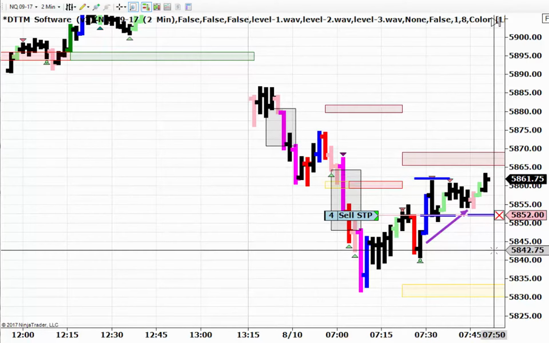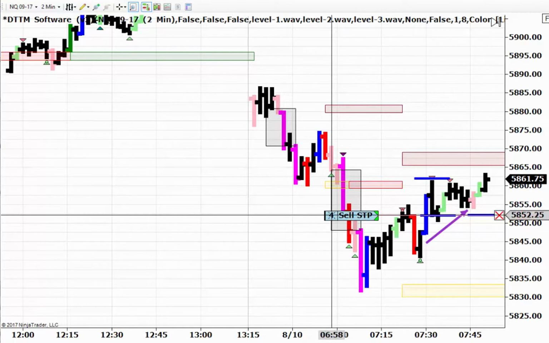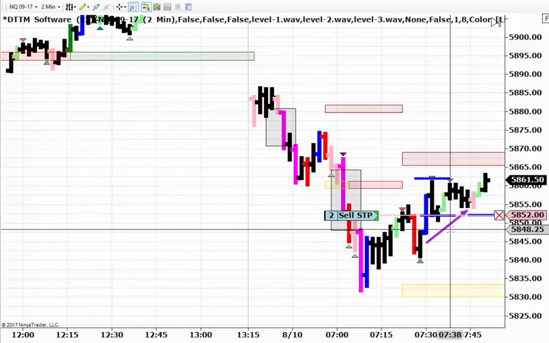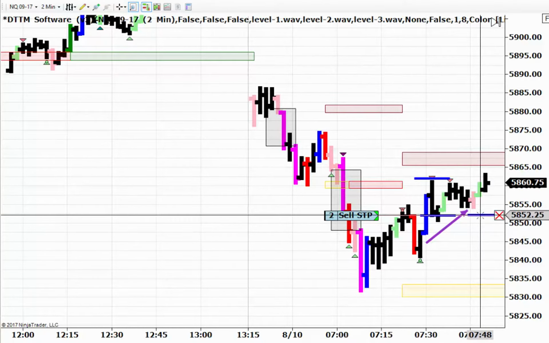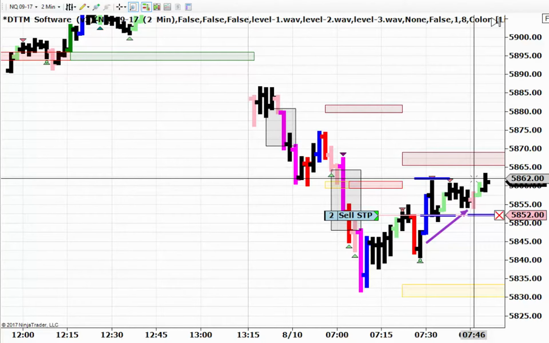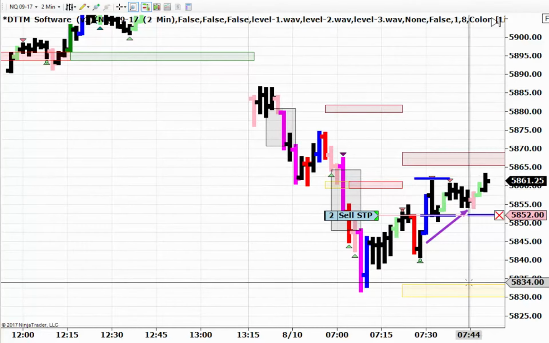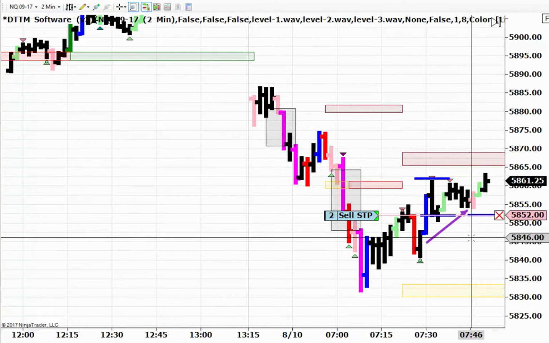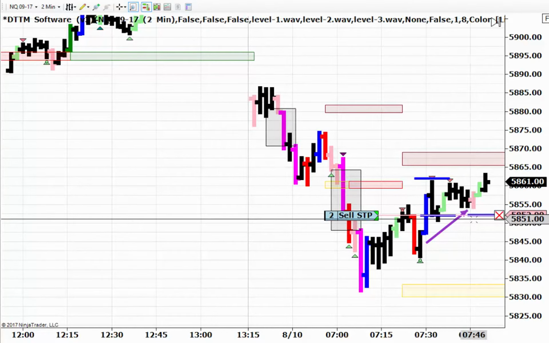All right, so I need to adjust the number of contracts I have here down to 2 from 4. Let's see if I can do that here. Okay, that's 2 contracts now at break even. So we're long from 52, and that first objective was at 62. So that's 10 points on each of the first 2 contracts. And now we're at break even on the other 2 contracts right now.